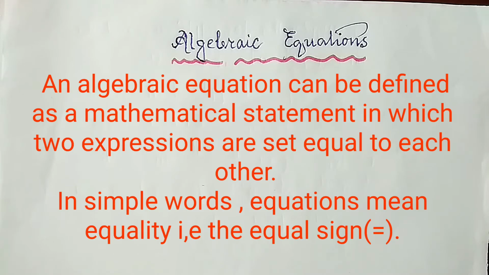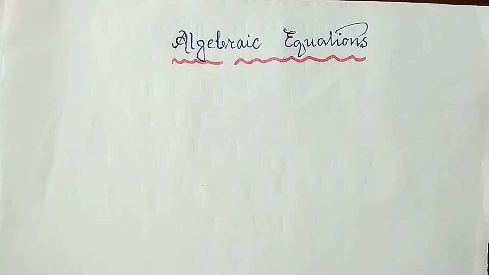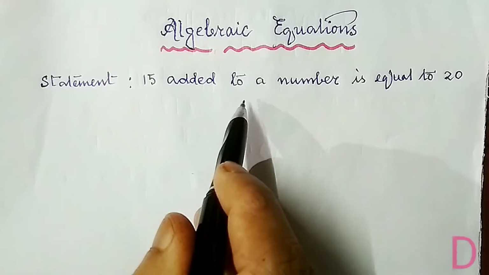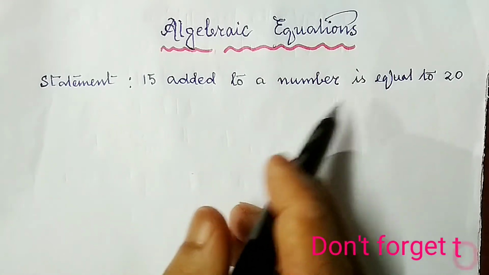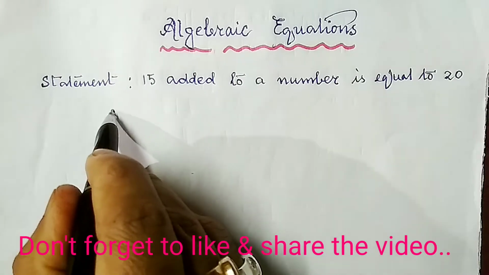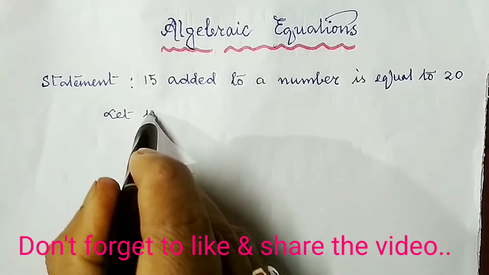An algebraic equation can be defined as a mathematical statement in which two expressions are set equal to one another. In simple terms, equation means equality, that is the equal sign. We have to use the equal sign. Here I have written one statement: 15 added to a number is equal to 20. Now I don't know the number. Suppose the number be x, so let the number be x.